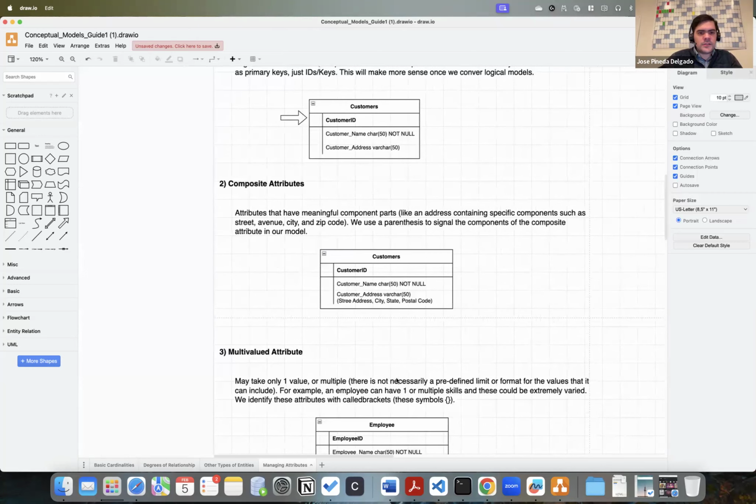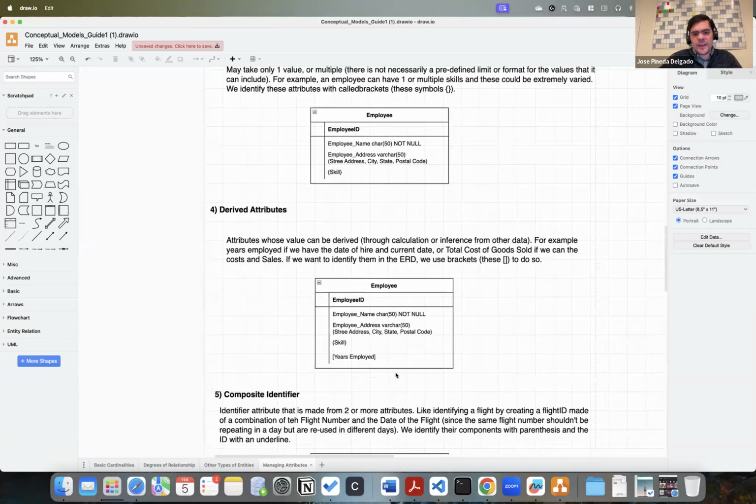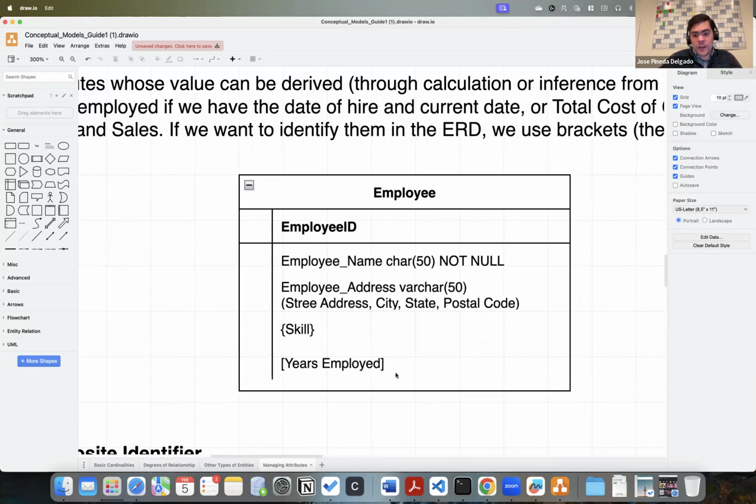Those are essentially the examples for multiple values. Apart from that, we can also have derived attributes, which is just a calculation. They're not stored in the database, but we might have something like a date of birth of a student. And we might want to have an attribute that says the age.